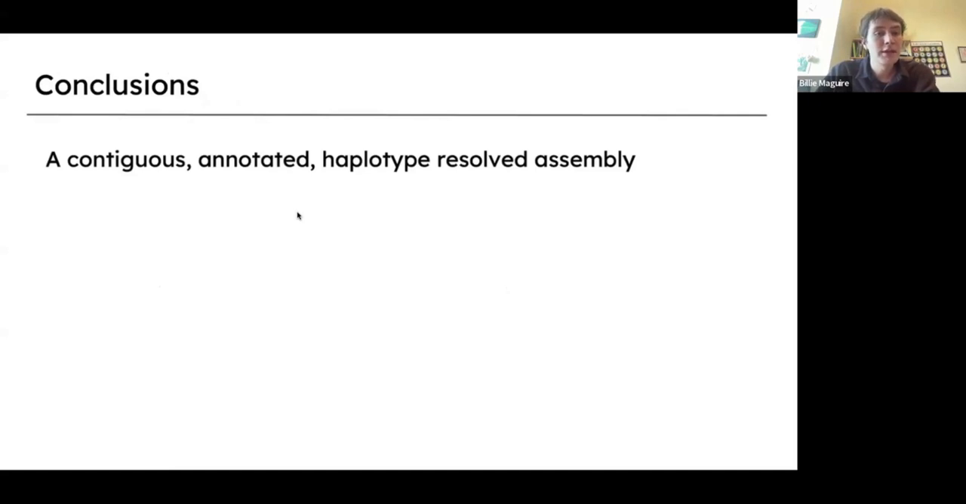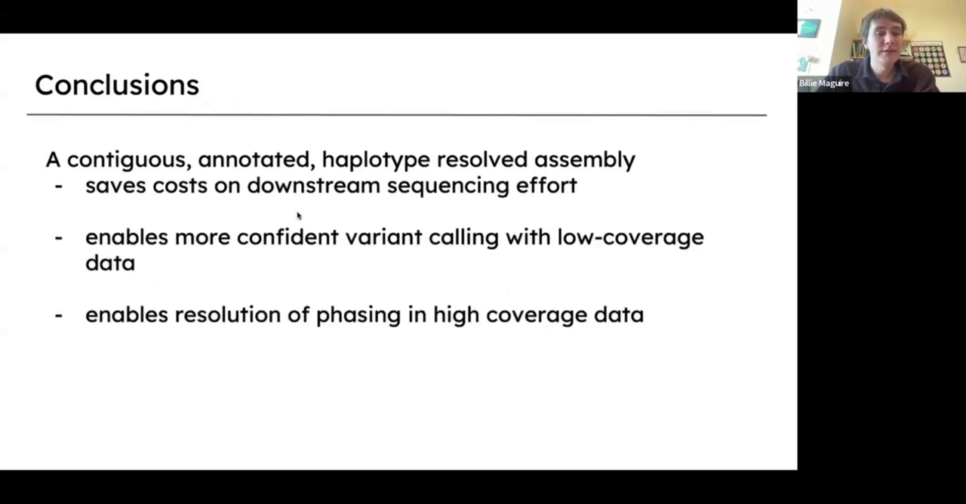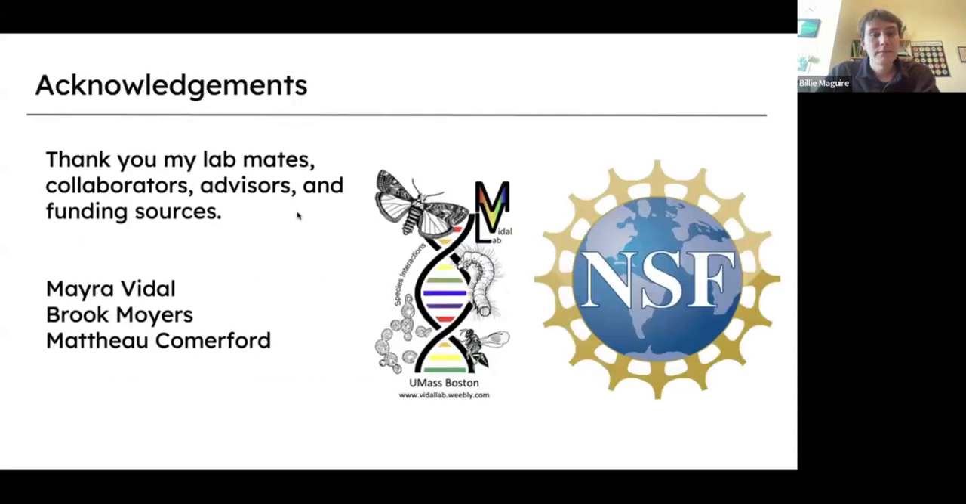So in conclusion, a contiguous annotated haplotype-resolved assembly saves costs on downstream sequencing effort. It enables more confident variant calling with low coverage data. It enables resolution of phasing in high coverage data, and it's absolutely essential for resolving structural variants. And great, and that's the end of my presentation.